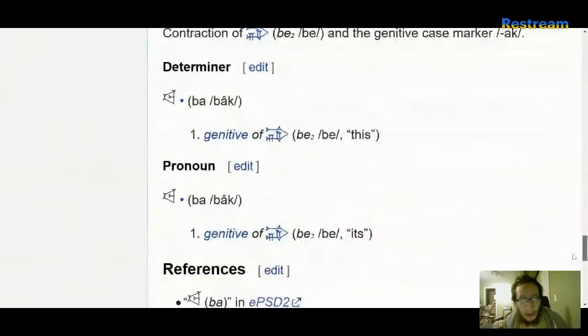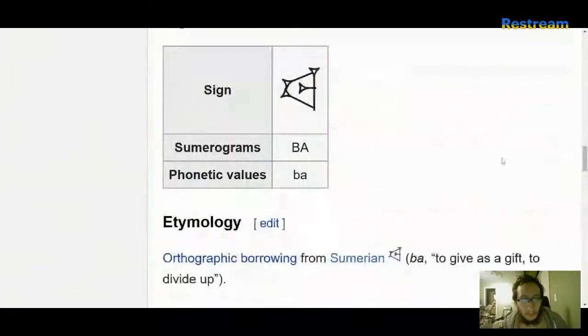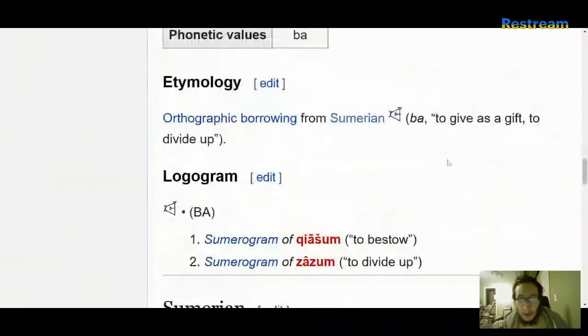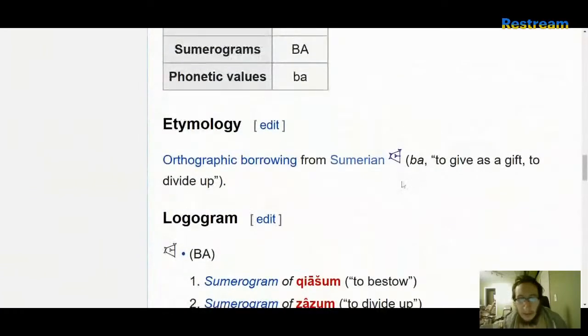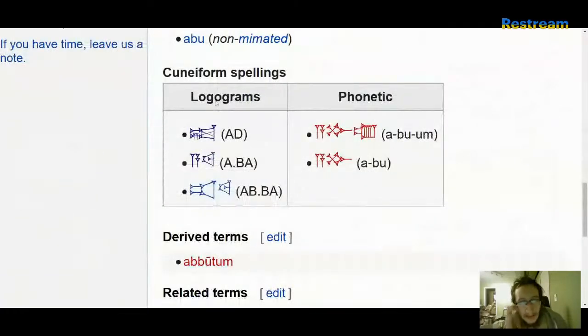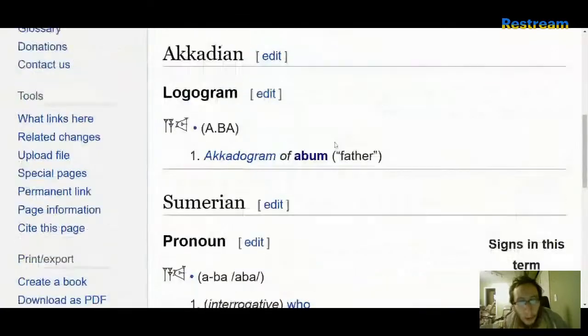Okay, and then let's see the Akkadian. Akkadian, it means the same thing, to bestow or to divide. Okay, so now if we go back, we can see why it's considered a word for father. Because literally what it's saying is the one who distributes the seed, and that's the father.